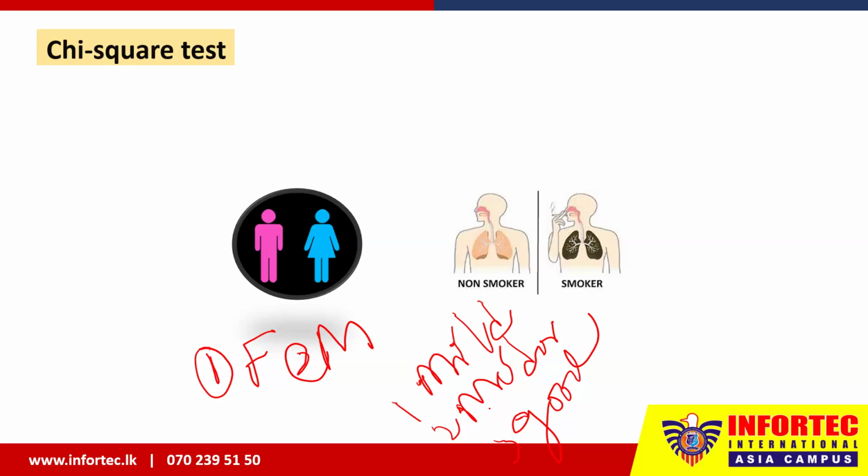In the previous case, male, female. In here, mild, moderate, and good. So when you're considering those categories, can we arrange those three categories into a meaningful order?